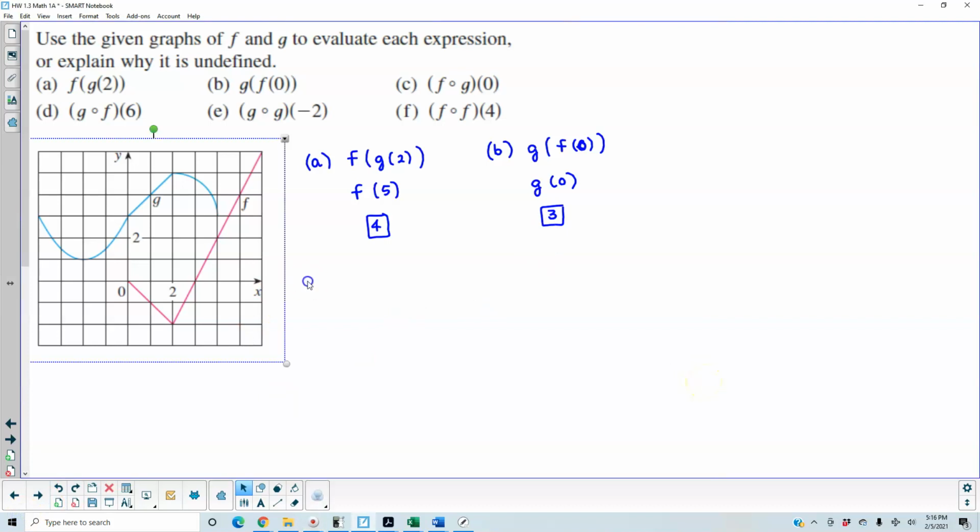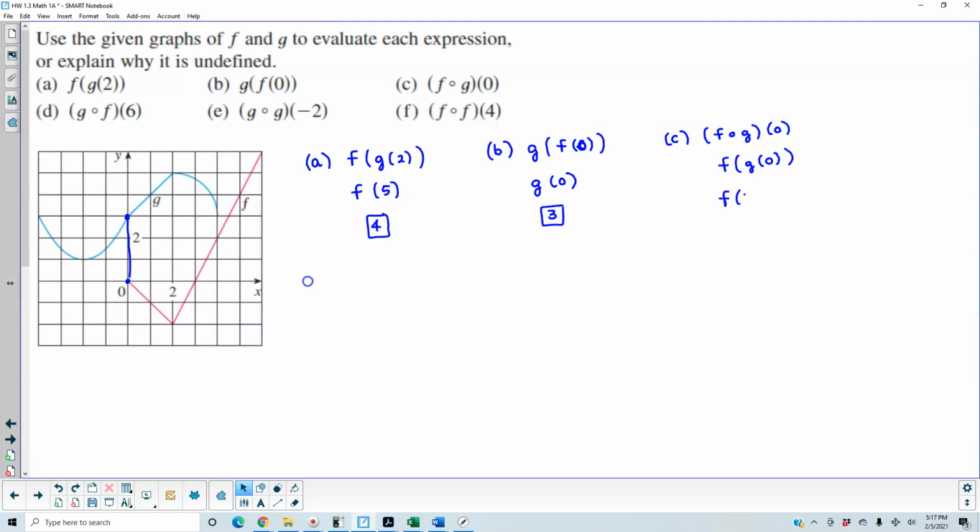Okay, let's take a look at c. So for c we have f composite g of 0, and by definition this is f of g of 0. So that means, okay, 0 is the input on g, so if 0 is the input on g, the output is 3 here. So that means we have f of 3. So now 3 becomes the input on f. So if we look at 3, well, that means that the output's going to be 0, so therefore the answer is 0.